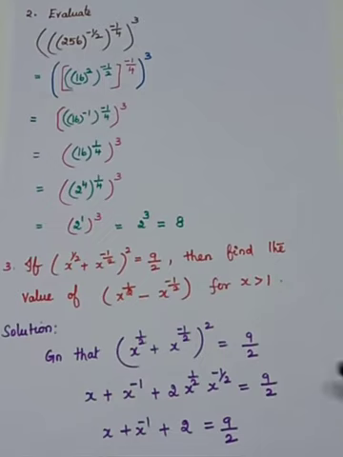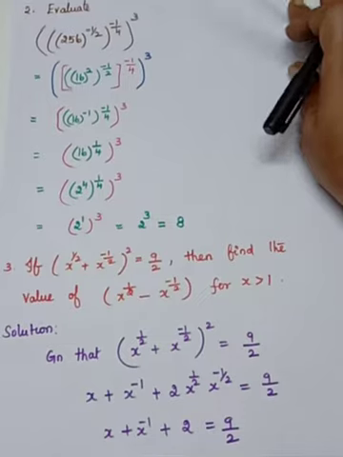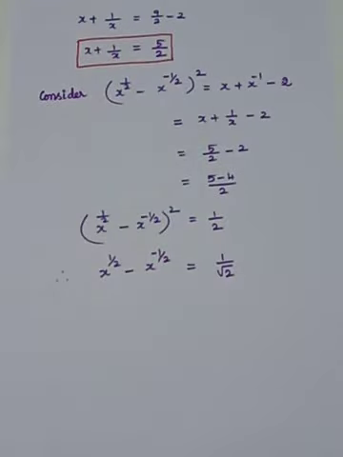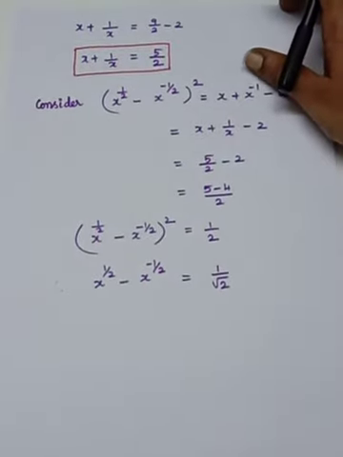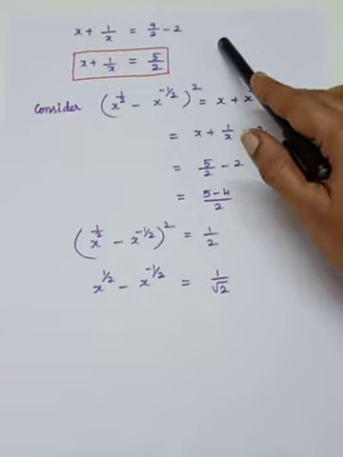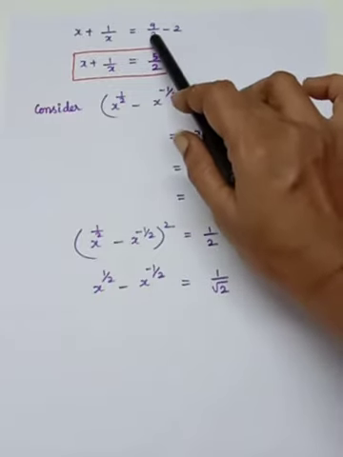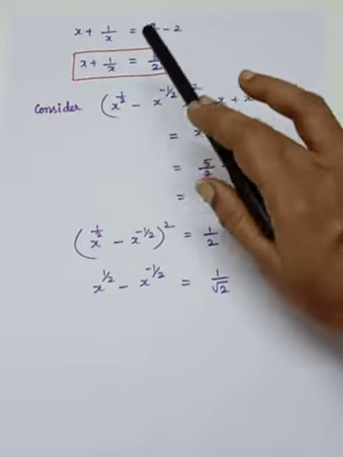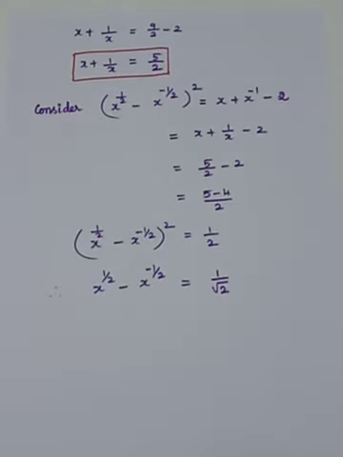What will be the next step? This 2 you have to take it to the right side as minus 2. So you see that x plus 1 by x is equal to 9 by 2 minus 2. So LCM is 2. So here 9 minus 4. 9 minus 4 is 5 by 2. From the given result, I have found x plus 1 by x is equal to 5 by 2.